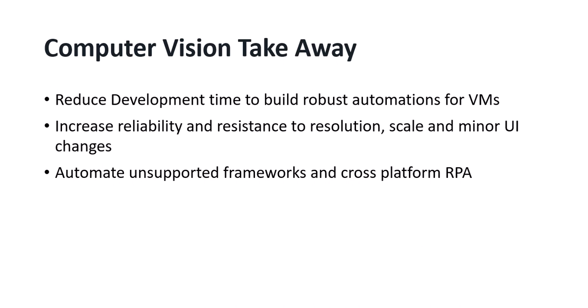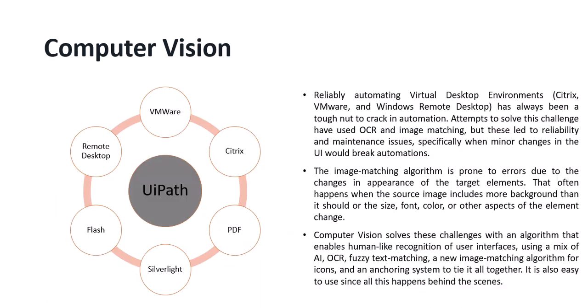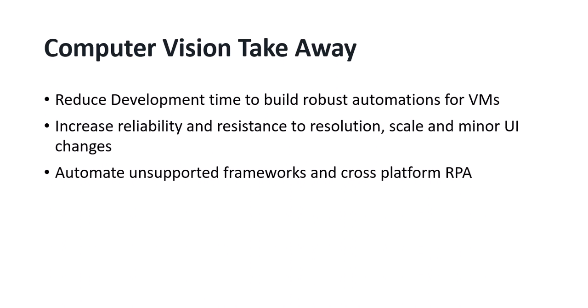We learned that computer vision is used to reduce development time and build robust automations for VMs. So basically, the main focus is on VMware, and if you want to develop some automation on a VM, then you can use computer vision. But other scenarios like Citrix, PDF, Silverlight, Flash, and Remote Desktop can also be automated using computer vision.